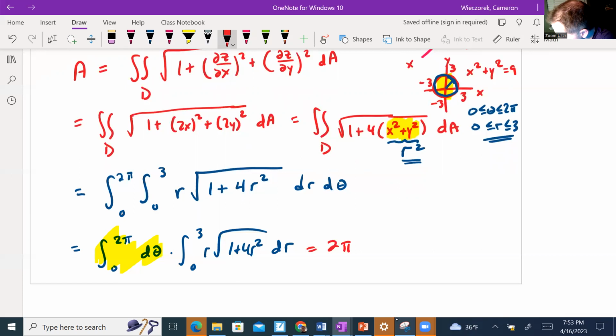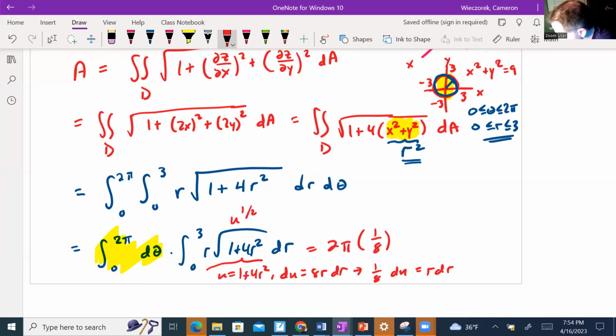You could do the u sub if you want to. This would be, let's see, u would be 1 plus 4r squared. du would be 8r dr. So 1/8 du would be r dr. So really what we're going to end up with here is this, well, there'll be a 1/8 in front. And then we're going to have u to the 1/2. And then this will just be our du. Yeah, so we've really just got that.